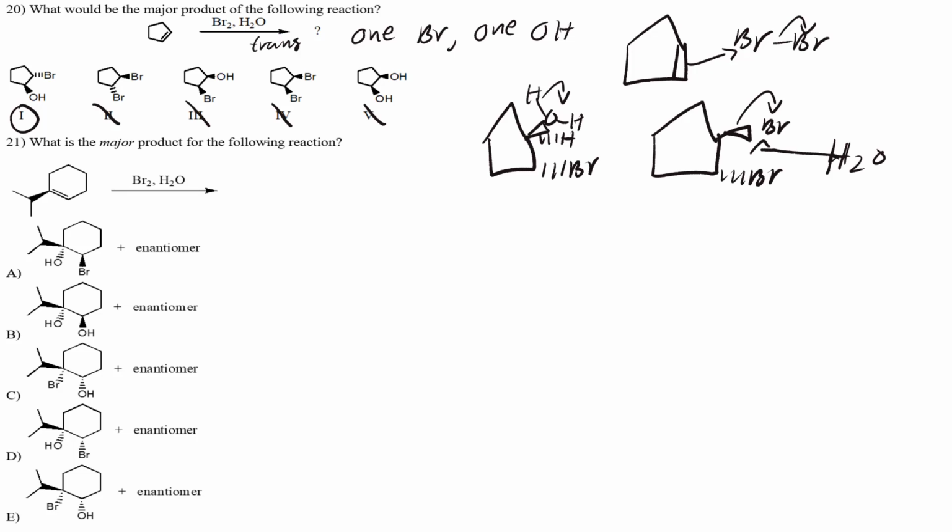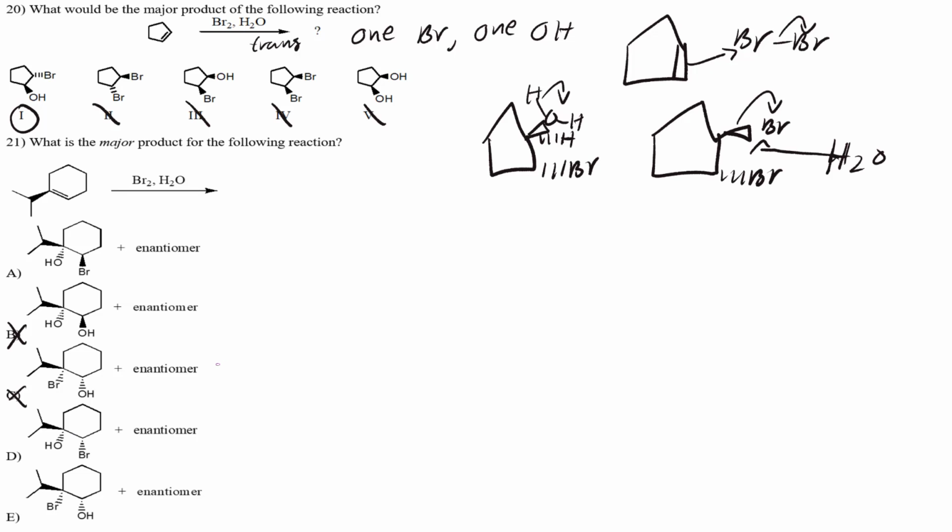So now what is a major product? Again, we should be having a trans relationship, one bromine and one alcohol. Okay, so B is wrong because you have two alcohols. C is wrong because you have a cis relationship between the halide and the alcohol. Again, this is wrong because, let's see.